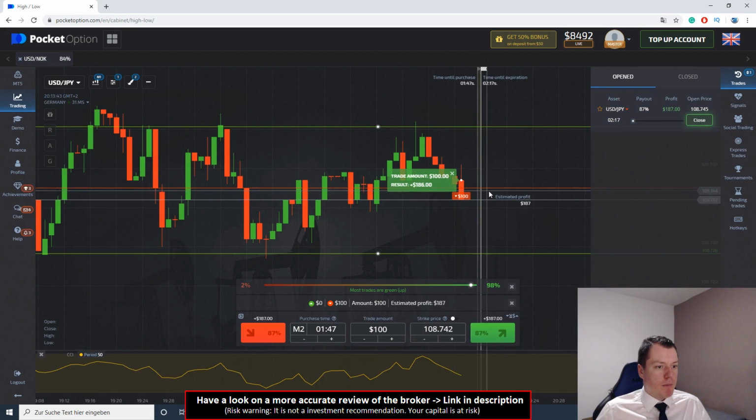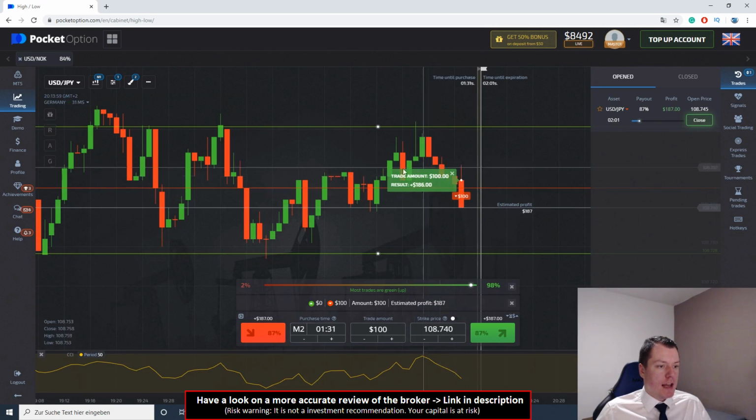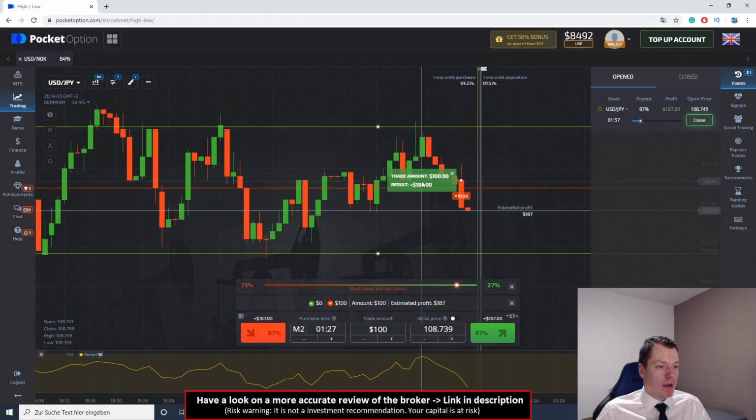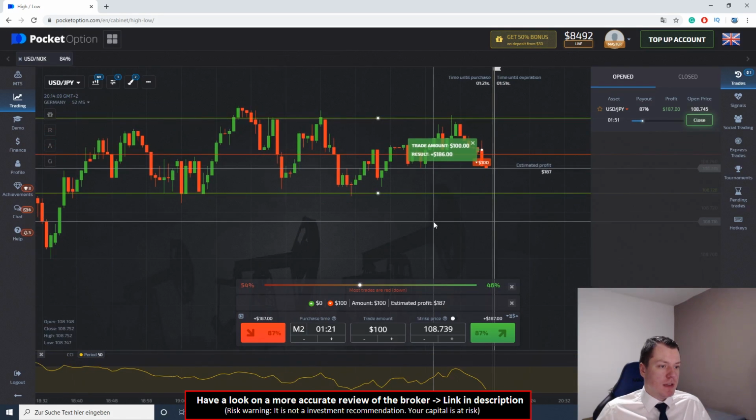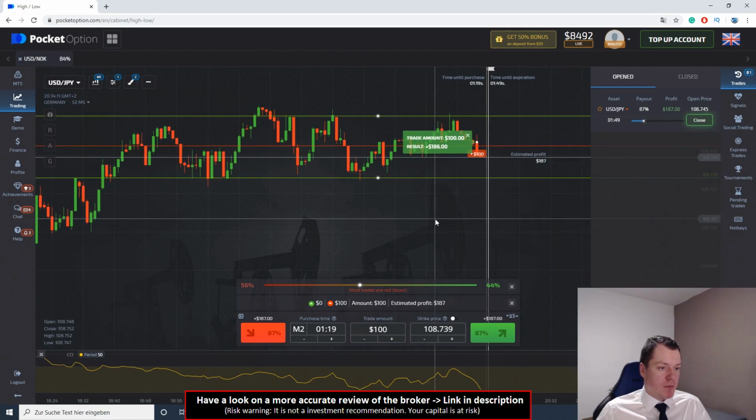You see here, my entry point is here, the strike price. And yeah, I choose the purchase time when the trade will finish. You see here, a 2 minute trade and the price goes down. I set here $100 like in the last trade, and won $168 in profit. So this is a very easy trading strategy for me personally.